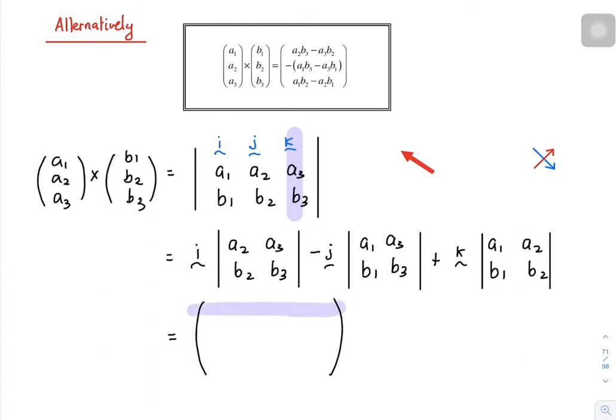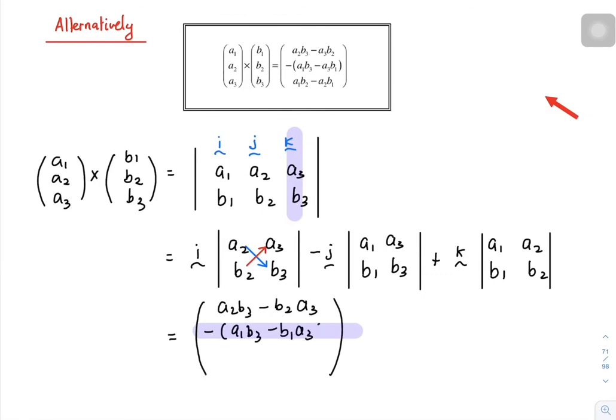So in order for us to get the x component, y component, and z component, what we need to do is to evaluate this, and this. So for us to get the x component, what we will do is we will multiply these numbers in this way. So if you notice, we will get a2b3 minus b2a3. And for the y component, we will get minus a1b3 minus b1a3. And the last z component, we will get a1b2 minus b1a2.